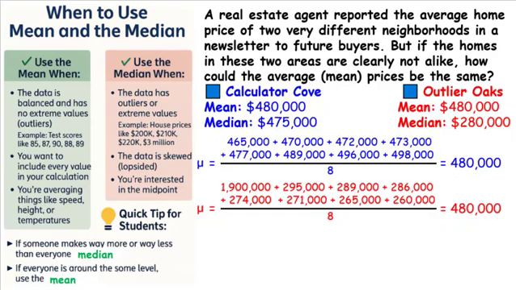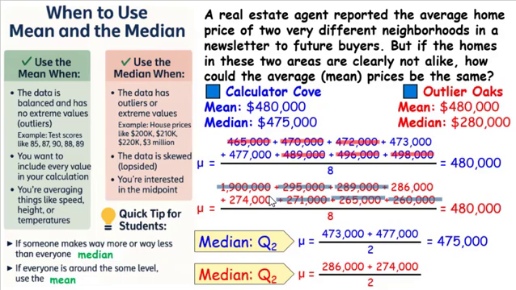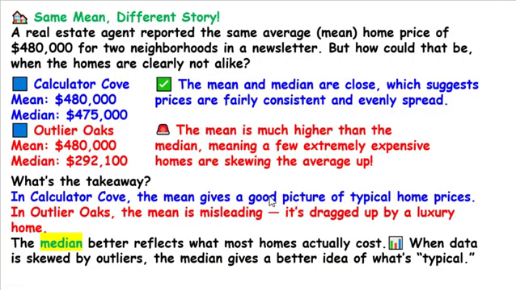To find our median, all we have to do is find the middle numbers. So I'm crossing out the highest and the lowest, and it leaves me with 2 numbers. We'll find the mean of those two middle numbers, which is 475, which is also correct. For Outlier Oaks, same thing. We're left with two middle numbers, so we'll have to find the mean of those two middle numbers, which is 280,000. What's the takeaway? In Calculator Cove, the mean gives a good picture of the typical home value.